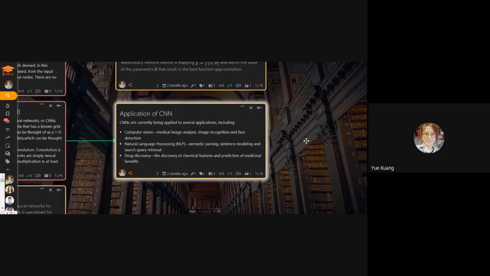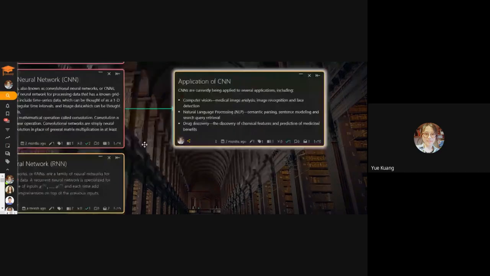CNNs can be applied to several applications, including computer vision, like medical image analysis, image recognition and face detection, and also natural language processing, like semantic parsing, sentence modeling, and search query retrieval, and also drug discovery, like the discovery of chemical features and prediction of medical benefits.